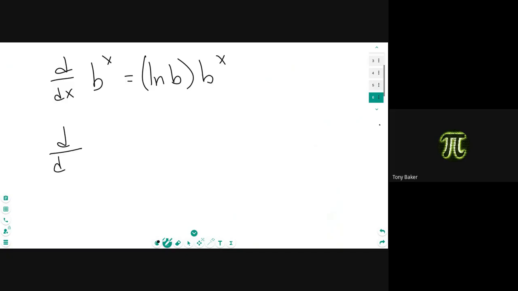All right, long-winded way to say this. The derivative of b to the x is ln of b times b to the x. So the derivative of 2 to the x is ln of 2 times 2 to the x.